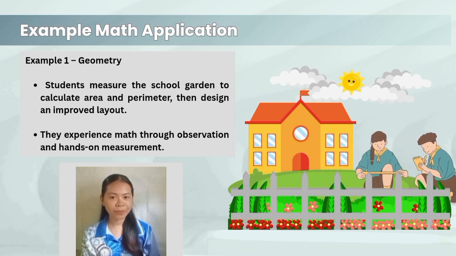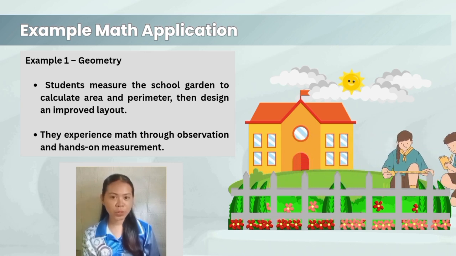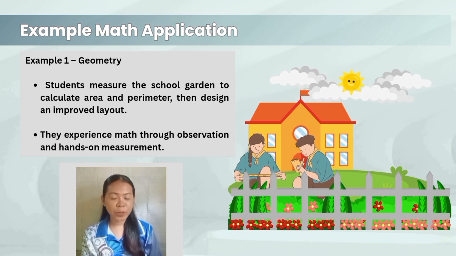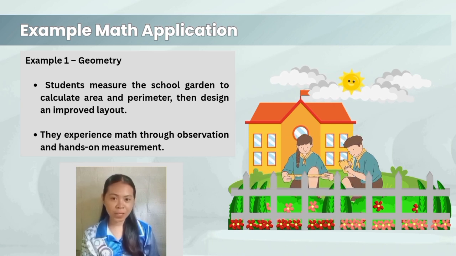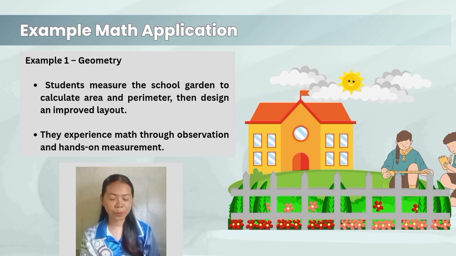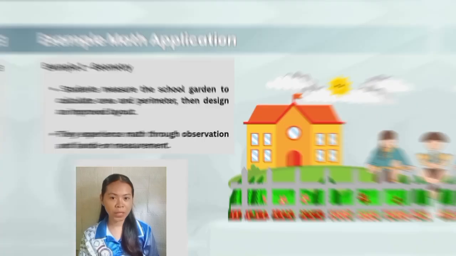For example, in geometry, students can measure the school garden to calculate its area and perimeter and then design an improved layout. So through this, they experience math directly by observing, measuring, and applying formulas to solve a real-world problem. This activity helps them understand geometry concepts more meaningfully than through lectures alone.